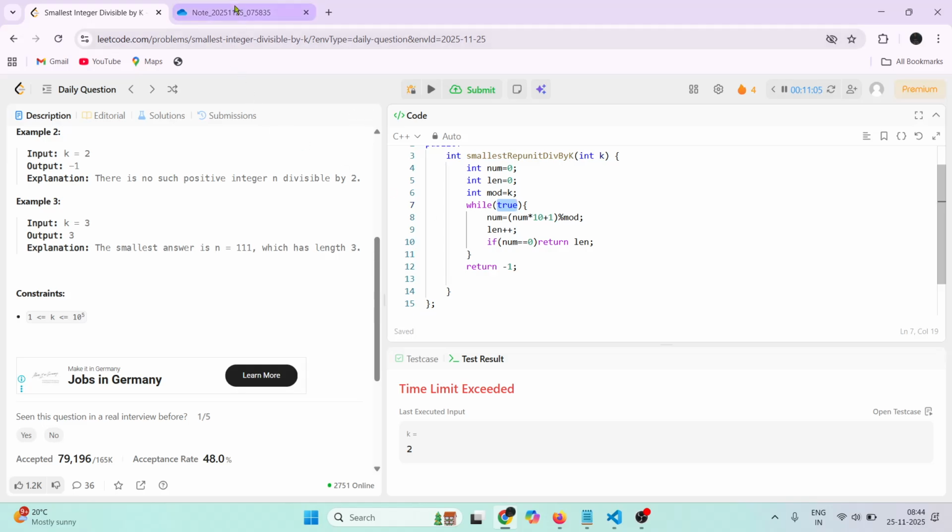Okay, and we know k is 10 to the power 5. So what does this number modulus mod give? This is 0 to 10 to the power 5 minus 1, right? So how many possible values for num are there? That is the value of k. That means k is excluded, but 0 will come, so 0 to k minus 1. Now suppose we write k minus minus here, that means we are going to run this k times.